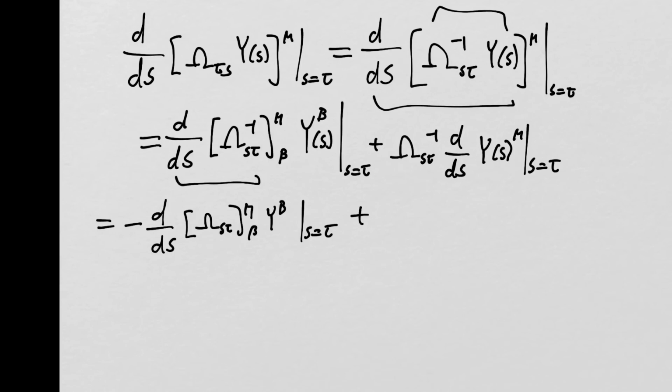Plus, and then on this side, I'll go ahead and evaluate s equals t. At s equals t, this becomes the identity operator, so this just becomes d ds y s mu. Right, so I've evaluated the s equals t for this part. But let's have a look over here at the change from omega inverse st to losing the inverse and just putting a negative sign up there. Let's see if we can understand that.